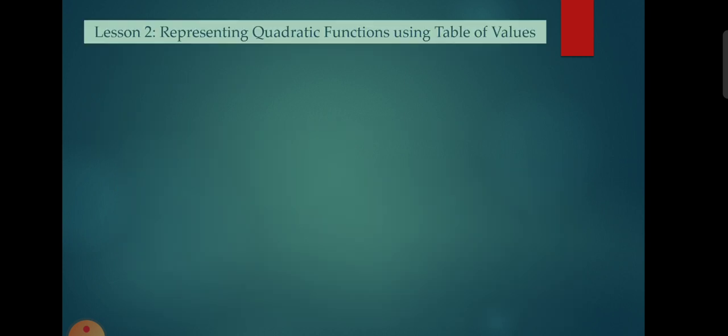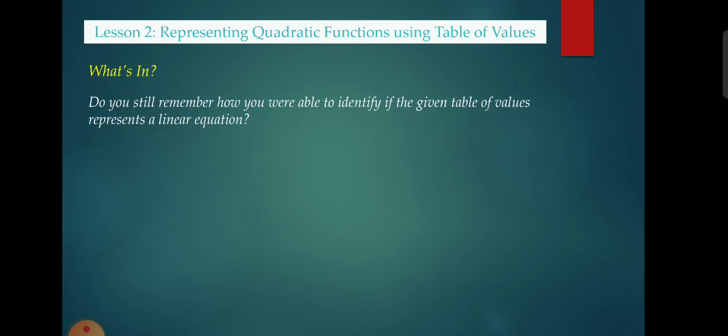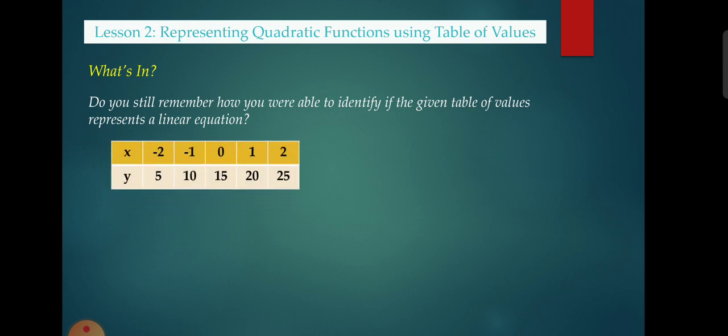Okay, next. Lesson number 2. How do we represent a quadratic function using a table of values? You still remember how you were able to identify if the given table of values represents a linear equation way back in grade 7. All the lessons in grade 7 were about linear equations. Example, the first table has given values of x and y. Going back to the lesson in grade 7, to identify whether the given table of values represents a linear equation is to subtract the values of y in a backward position.